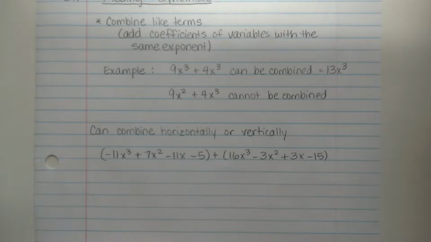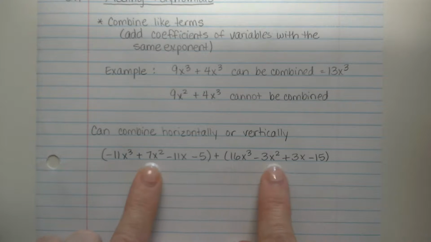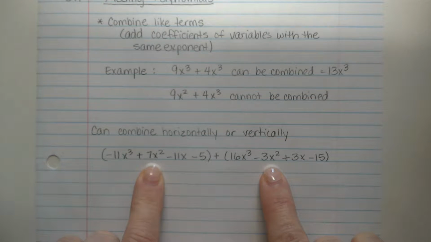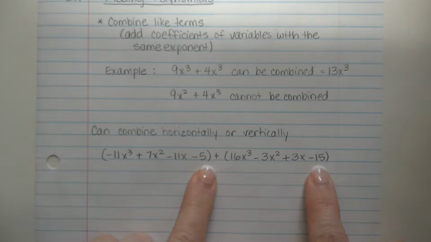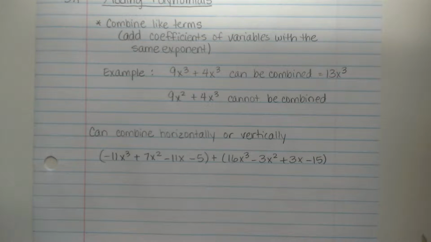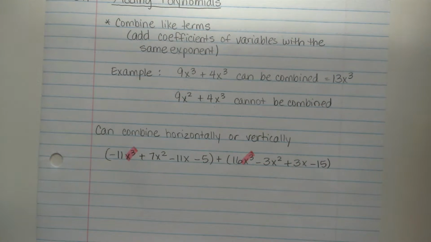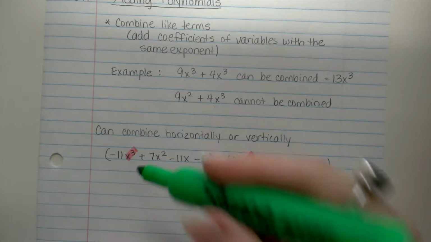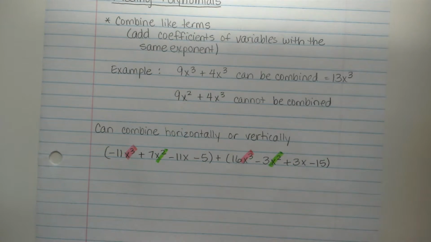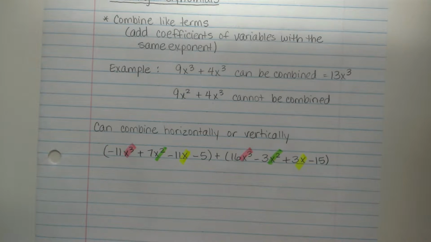Whenever you're adding polynomials, remember you can combine them horizontally or vertically. So in this case, they're lined up nicely. The x cubes are next to each other, or in the same position. The x squares are in the same position, the x terms, and then the constant terms. So you can match up the like terms. These x cubes can go together, the x squares can go together, the x's can be combined, and then the constants can be combined. If you can just look at them and do the addition or subtraction, then that's fine.